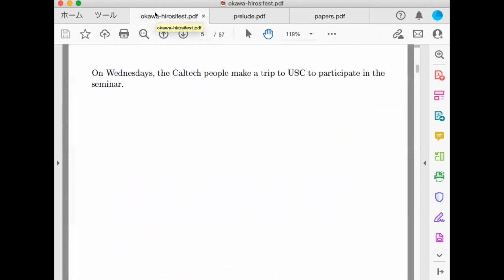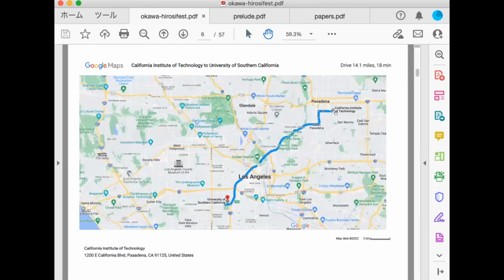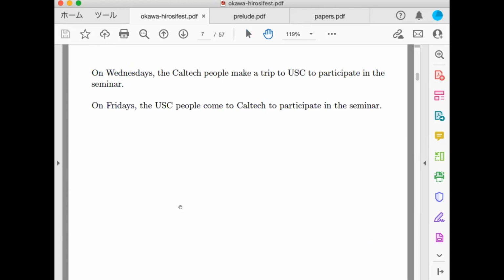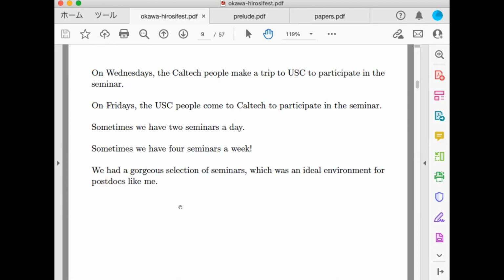As Takuya mentioned, at that time there were joint activities between Caltech and USC. On Wednesday, the Caltech people made a trip to USC to participate in the seminar. In the morning, we took a van from Caltech to USC for the seminar. And on another day, the USC people came to Caltech and participated. We had 2 seminars on Monday, 2 seminars on Wednesday and 2 seminars on Friday. It was a very gorgeous selection of seminars, an ideal environment for postdocs.